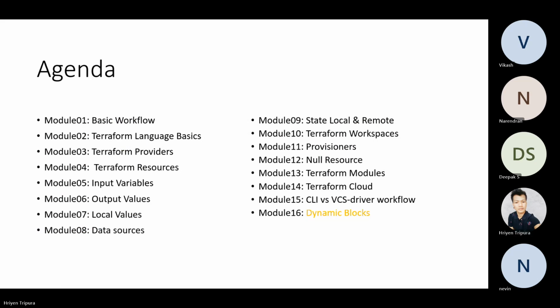Okay. As you can see, the first module is just the basic flow. We will understand how the Terraform flow works, then Terraform language basics, then the third module, Terraform providers, then Terraform resources, input variables, output variables, local variables, and data source. Then we have state, local and remote, Terraform workspace, provisioners, null resources, Terraform modules, and then Terraform Cloud and CLI, then VCS, that is your version control system. Okay, so all this we will be learning, and we will learn slowly.